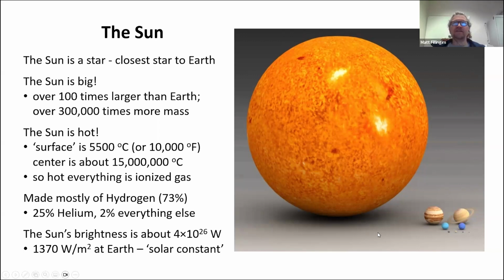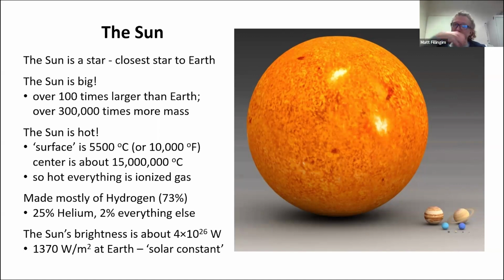So it turns out the sun is hot. The surface, or the part of the sun we see, is about 5,500 degrees Celsius or about 10,000 degrees Fahrenheit, depends which unit you like better. And the center is about 15 million degrees. Doesn't matter if it's Celsius or Fahrenheit. It's really hot either way.